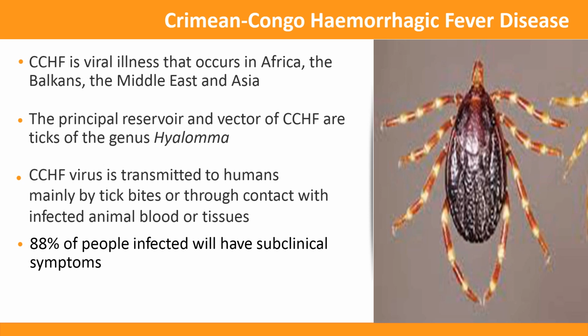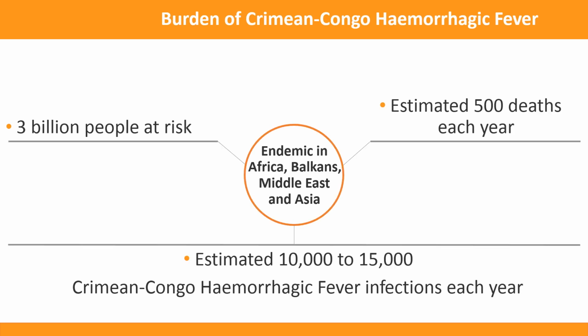You should note that 88% of the people infected will have a subclinical or asymptomatic presentation. So that means 1 in 8 people will develop a severe disease. 3 billion people are at risk of CCHF in all these countries that we have named above, and it's estimated that around 10,000 to 15,000 infections of CCHF occur every year, including around 500 deaths.